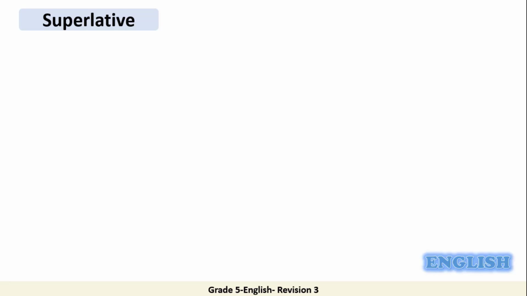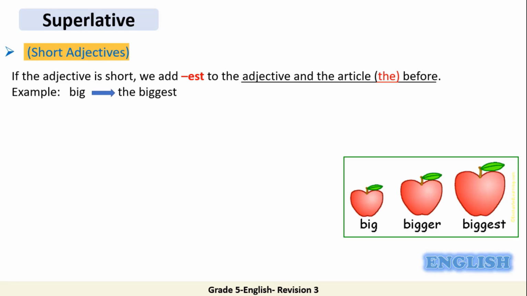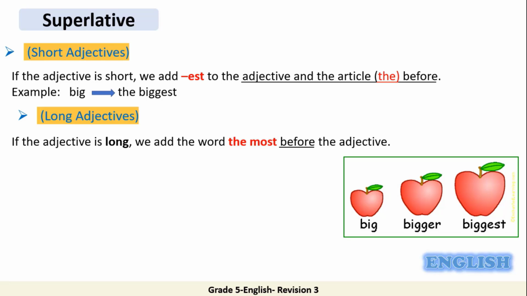Let's start with short adjectives. If the adjective is short, we add est to the adjective and the article the before. For example, the word big will be the biggest. Now, long adjectives. If the adjective is long, we add the words the most before the adjective. For example, the word interesting will be the most interesting.